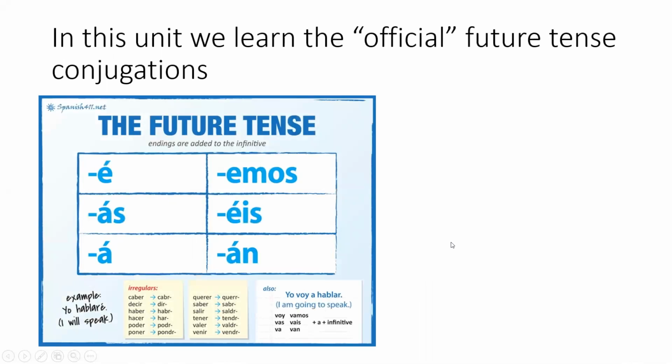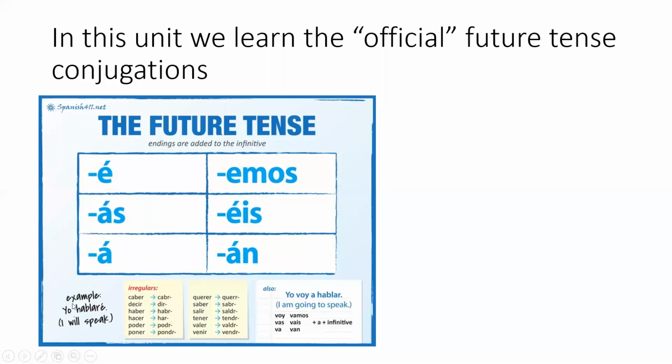In this unit, we learn the other future tense conjugations. These are different than other conjugations we've learned because you don't remove the AR, IR, or ER ending. So here are the endings that you're actually going to attach to the infinitive. And that will make sense on the next slide. So it's é, ás, á, emos, and án.